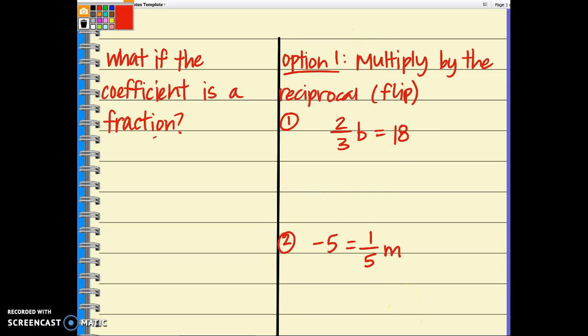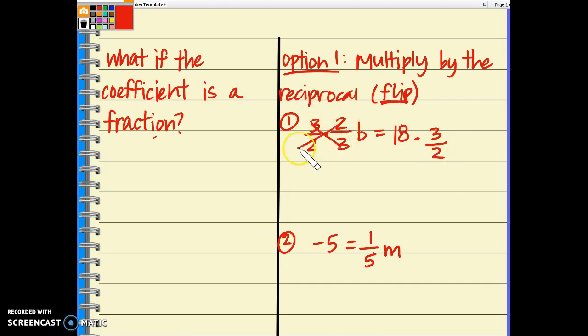You're also going to have some coefficients that may be fractions. You have a couple of options to solve these. Option number 1, multiply by the reciprocal. Remember, reciprocal, reciprocal. So 2/3 times b equals 18. So we flip the fraction over, times 3 over 2, times 3 over 2.